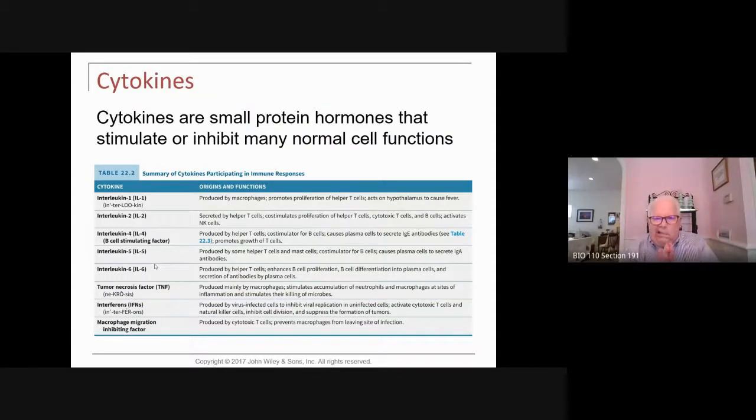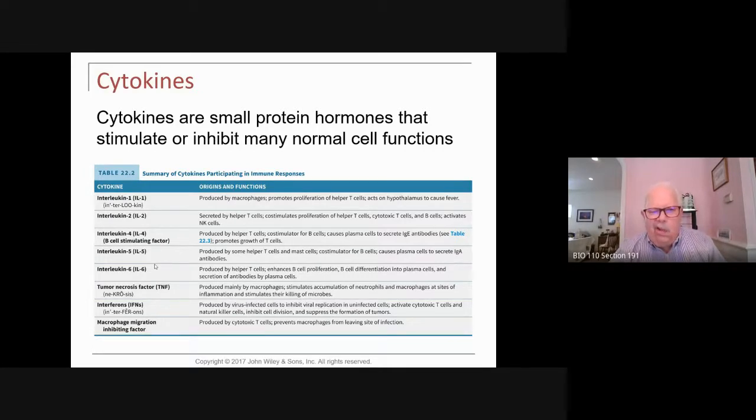So, cytokines. You'll have a lecture next week by a student on cytokine storm. But what are cytokines? Cytokines are small protein hormones that stimulate or inhibit normal cell function. There are some big ones here. The big ones are the interleukins. You don't have to know all of them.